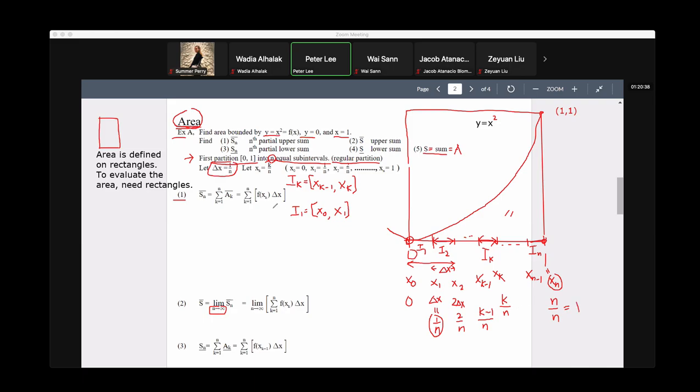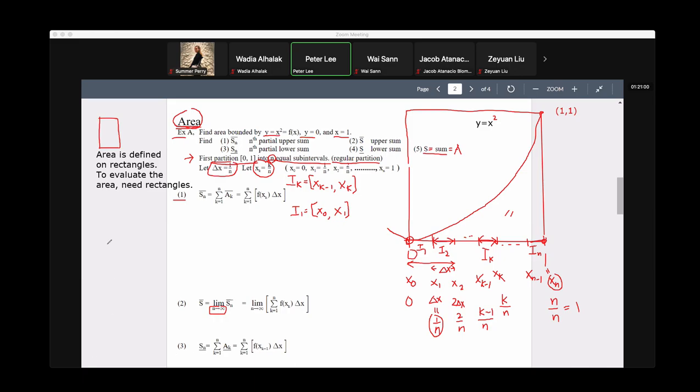So now if you look at this, the formula is x of k is equal to k over n. So x of 0 is 0. x of 1 is 1 over n. x of 2 is 2 over n. x of 3 is 3 over n. And then x of 4 is 4 over n. And so on.